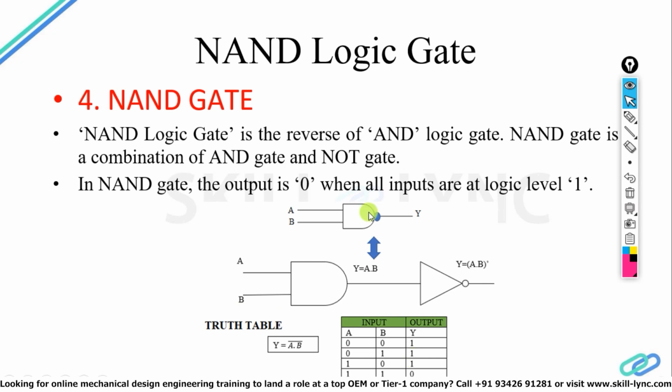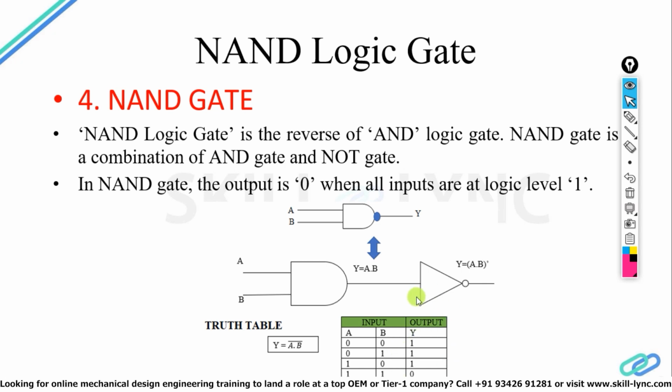And this is the symbol of the NAND logic gate, with a bubbled AND. And the expression of the NAND gate says Y equals (AB) whole bar. Because the expression is Y equals (AB) whole bar, for the possible input combinations, applying this expression we are getting such kind of output.